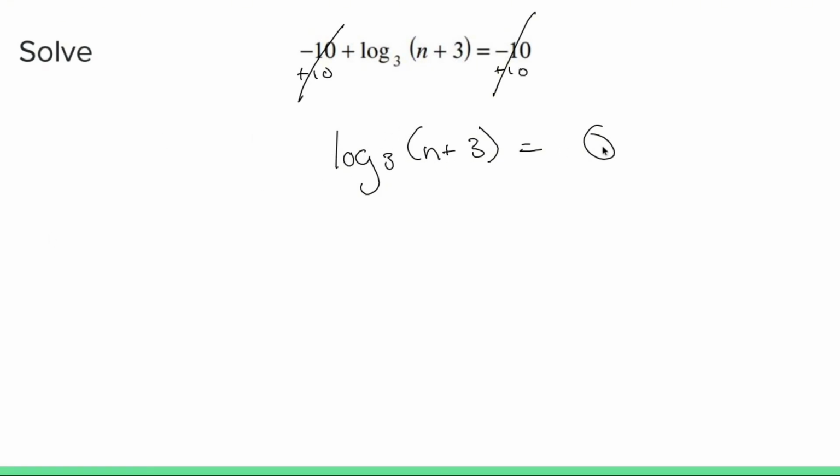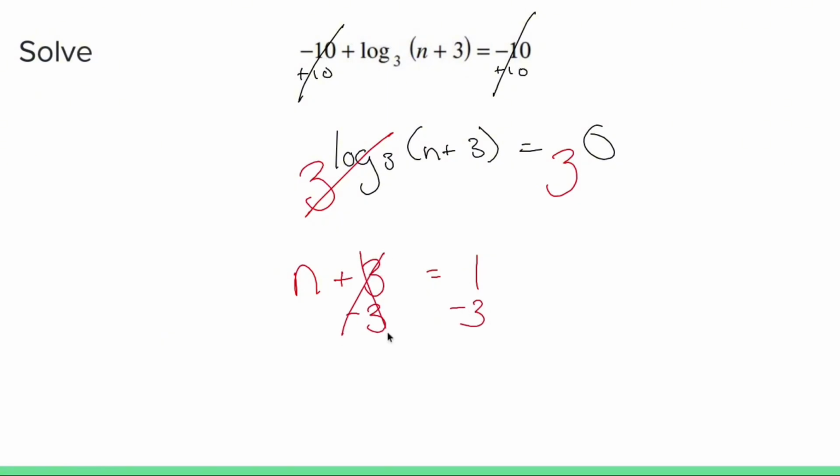Well, I pretend that both sides are exponents and I take whatever base this is and make it the base. Now what this does is allows me to use the rule that if I have b to the log base b of stuff, those guys cancel each other out and the stuff drops down. So n plus 3 drops down. That's going to equal 3 to the 0th power, which is 1. Subtract 3 from both sides, n equals negative 2.